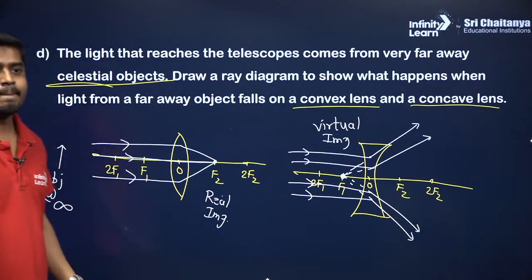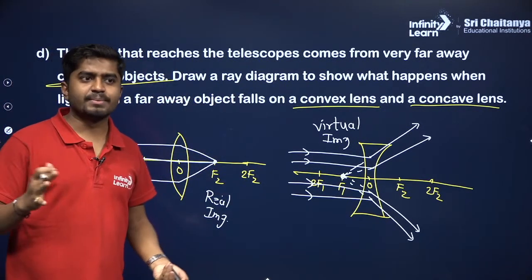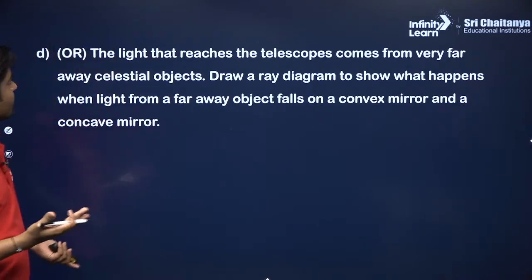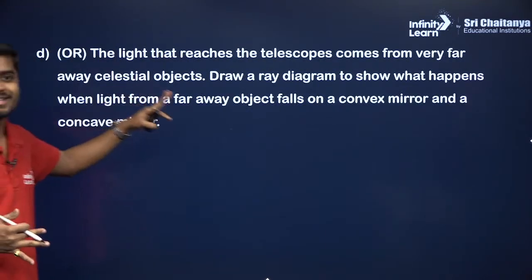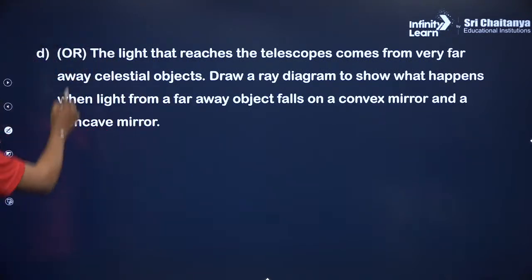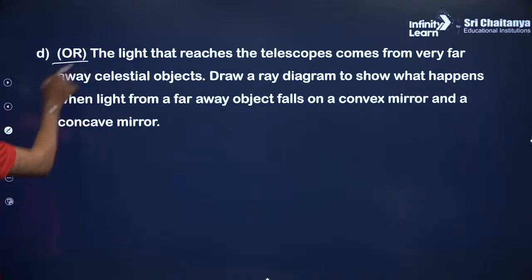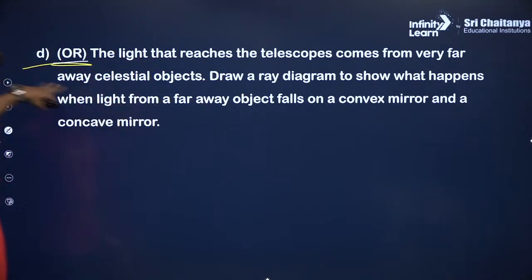All right. So this was the first sample question paper. We still have some time. So let's just solve. Okay, we still have more questions. I thought this was over. Alright, so let's solve this. There's an OR for the D. So either you solve this one or you solve this OR question.